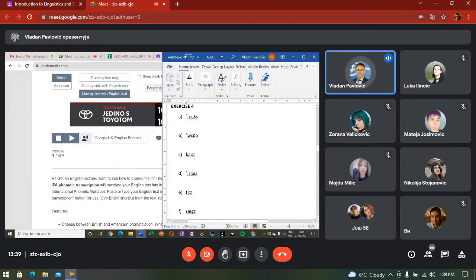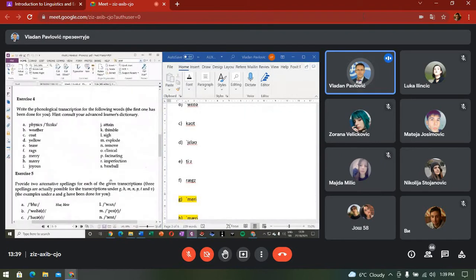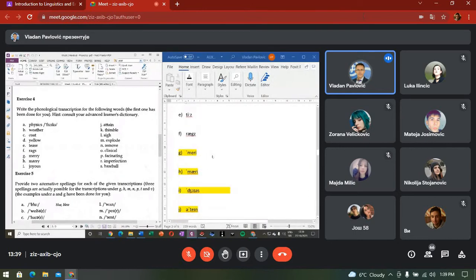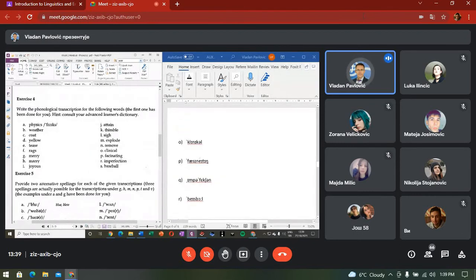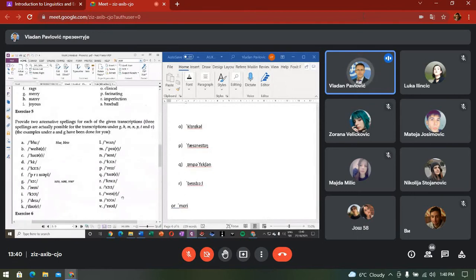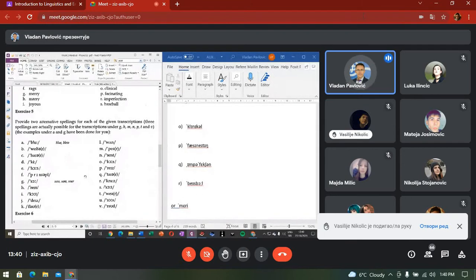Physics, weather, coat kao mantil, yellow, teas, sve su to reči sa ovog ovdje handouta. Dakle, evo, physics, weather, coat, yellow, teas, rags i tako dalje, ove smo prošli. Thimble, sigh, explode, sad smo rekli remove, clinical, fascinating, imperfection, baseball. Okay, we now move on to exercise 5. Provide 2 alternative spellings for each of the given transcriptions.